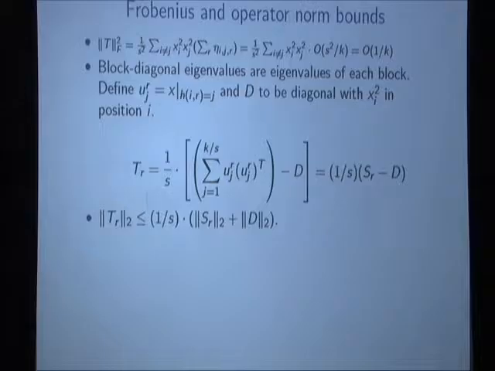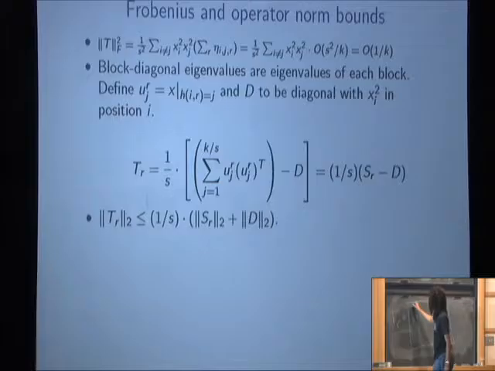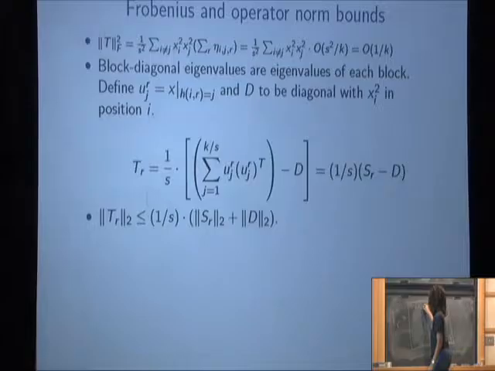Okay, so T sub R, what does it look like? It has zeros on the diagonal. And then it'll have each diagonal term only if they collide.